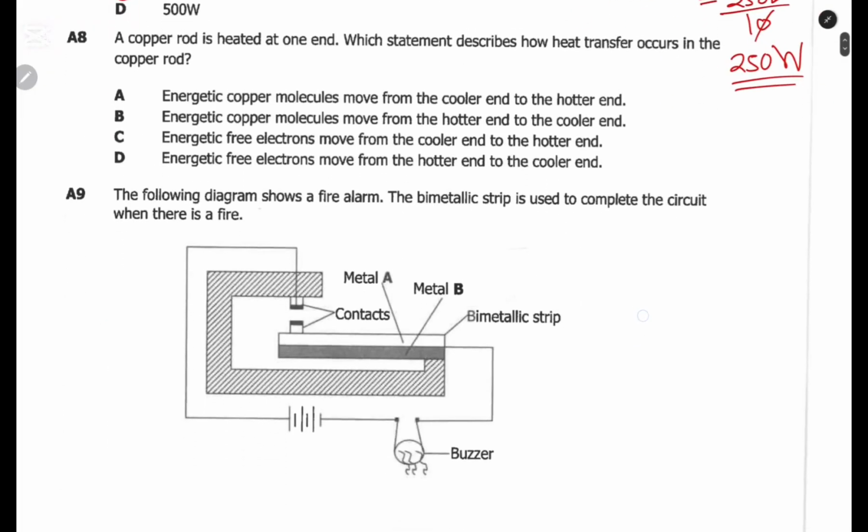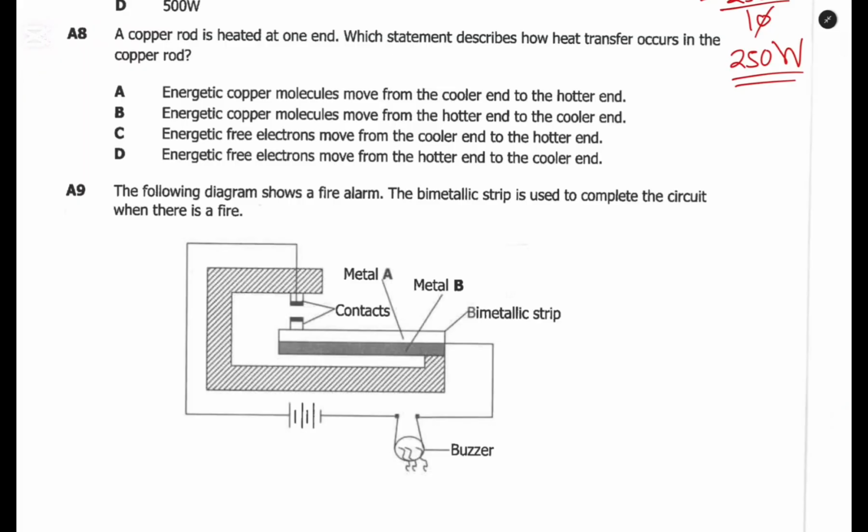All right, question 8, a copper rod is heated at one end. Which statement describes how heat transfer occurs in the copper rod? Heat transfer occurs by delocalized, freely moving electrons from the hotter region to the cooler one. If we look at the first one, energetic copper molecules, no. Energetic free electrons move from the cooler, no. Energetic free electrons move from the hotter end to the cooler end. So D is the answer here.